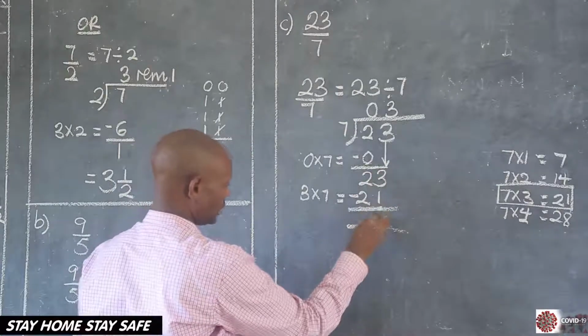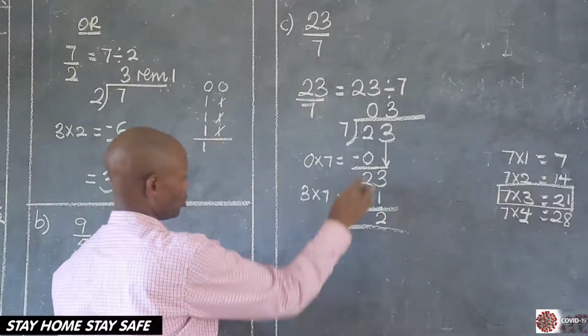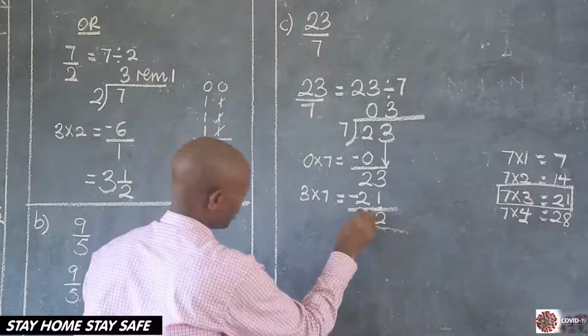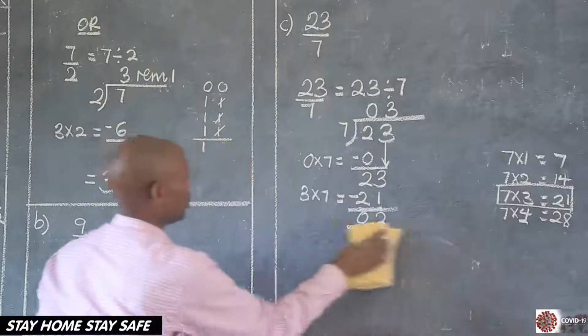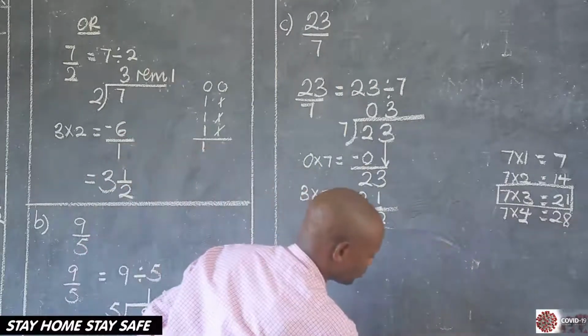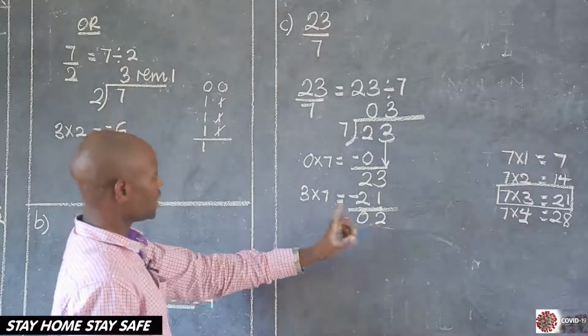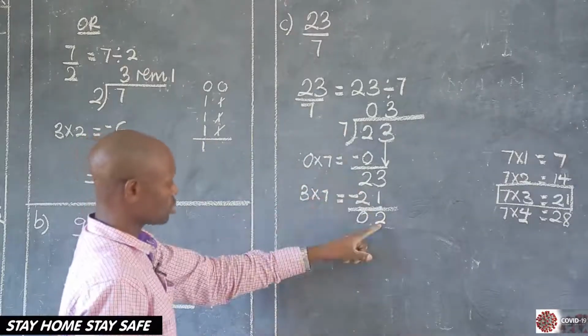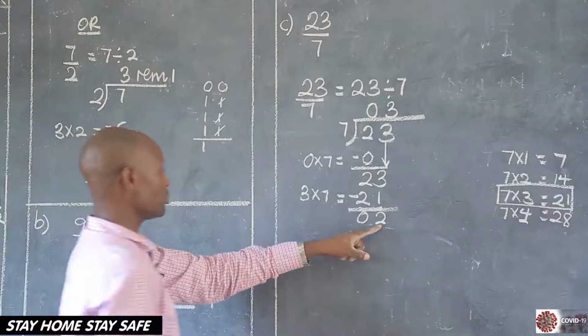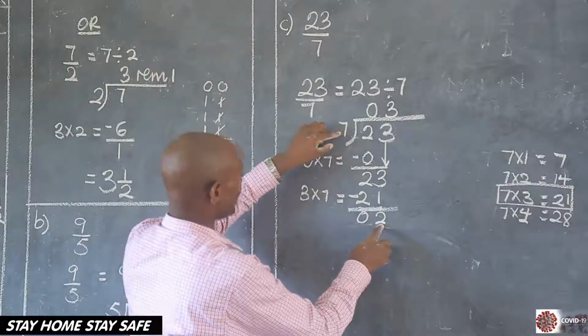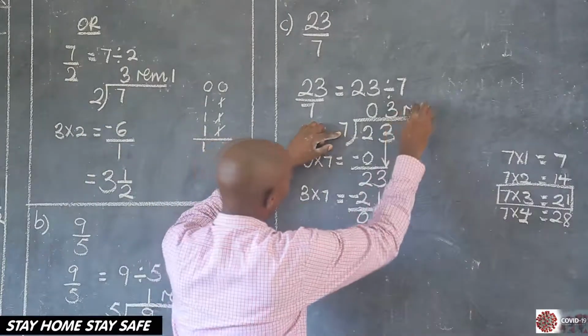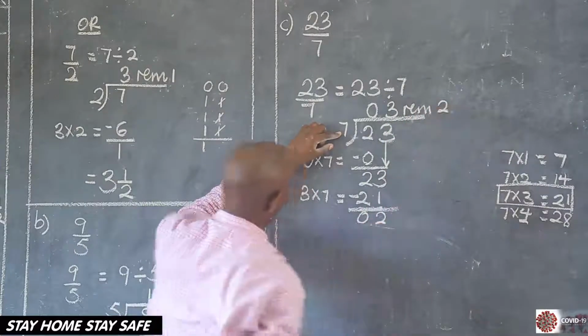3 take away 1, we shall get a 2. 2 take away 2, we get a 0. So look at that 2. Can we get a group of 7 from 2? No. So what we do, since 2 is smaller than 7, that 2 is going to become our remainder.